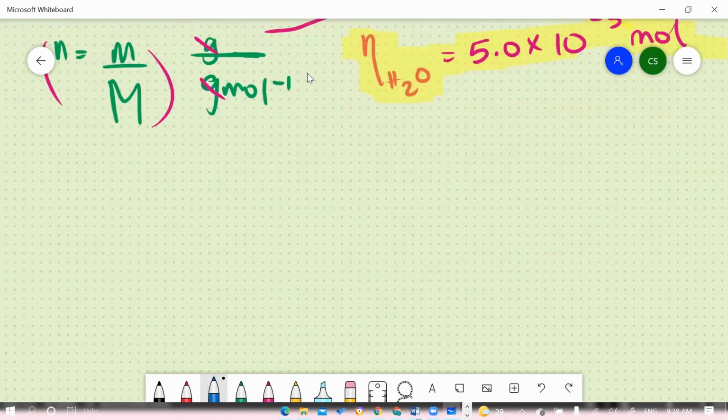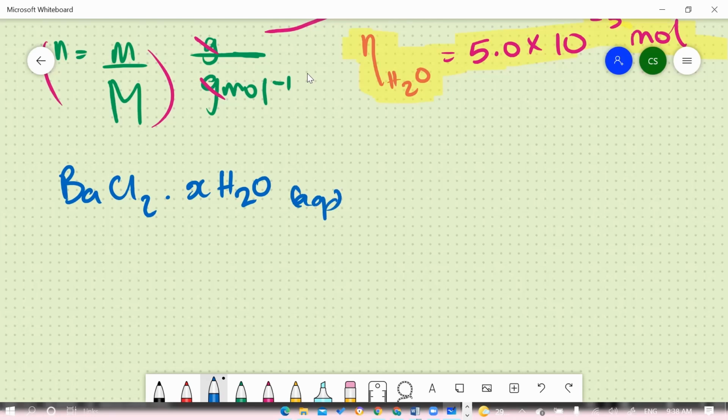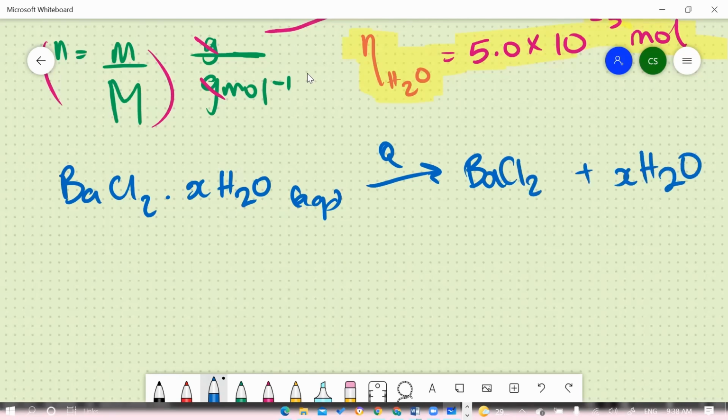Let me just rewrite this thing real quick. So we had BaCl2.xH2O, correct? Yes, ma'am. Heat was applied and we got the anhydrous salt, which is BaCl2, and we also got some number of moles of H2O, right? Yes, ma'am. For H2O, we got 5.0 times 10 to the minus 3 moles, right? True. And we got 2.50 times 10 negative 3 for the BaCl2.